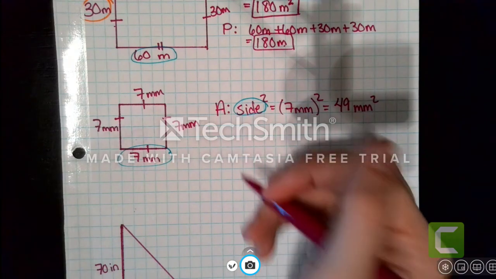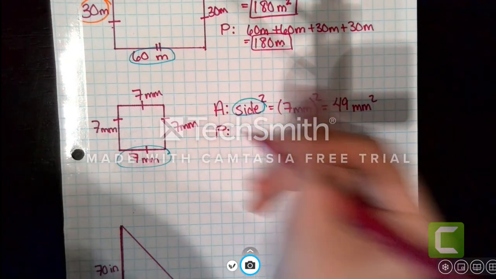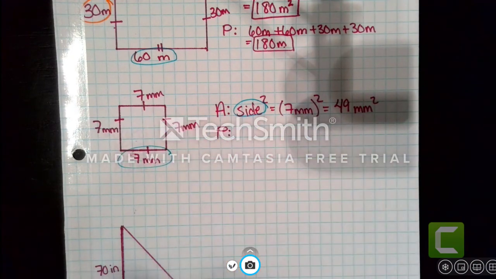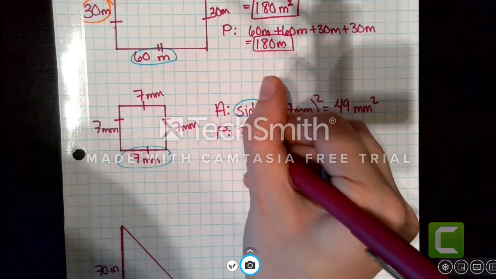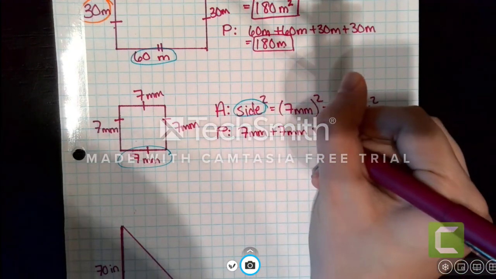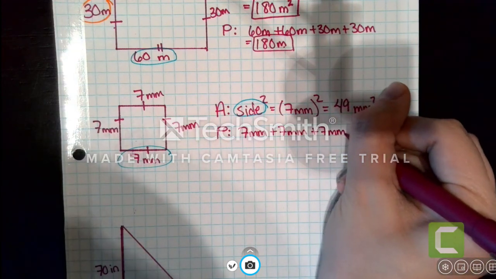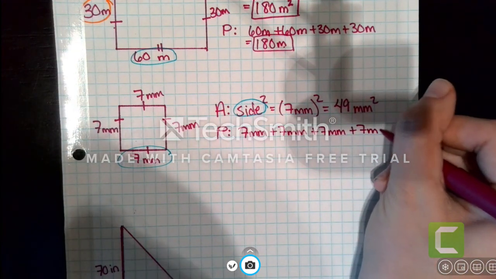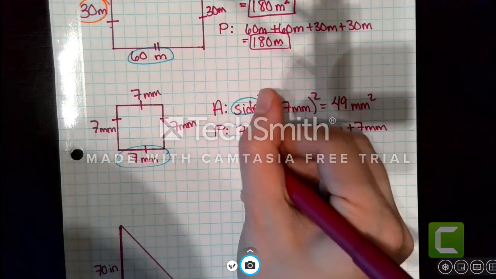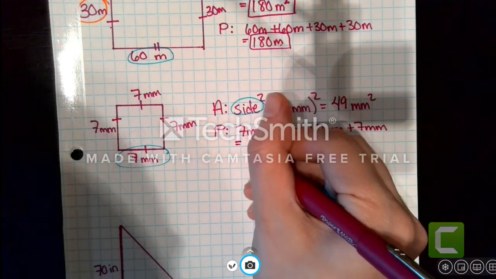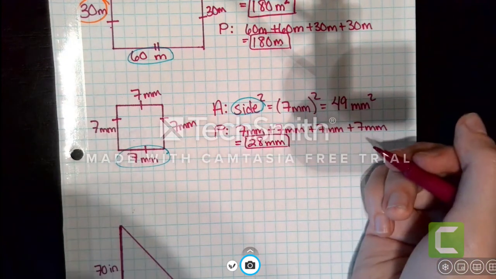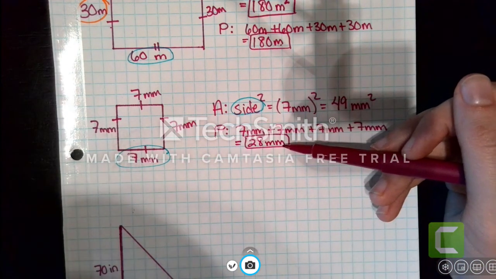Now for your perimeter, it acts in the same way that we did for the rectangle. It's just the sum of every outer edge listed. So you have 7 millimeters plus 7 millimeters plus 7 millimeters plus 7 millimeters. And if you add all 4 of these together, your answer for the perimeter is going to equal 28 millimeters in total. Remember, when it's perimeter, your units will stay just like that.